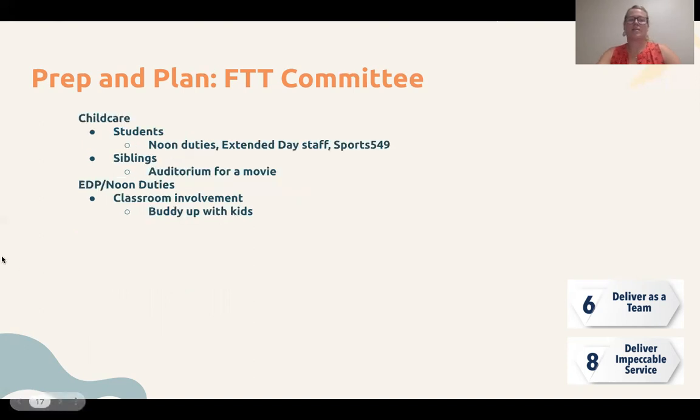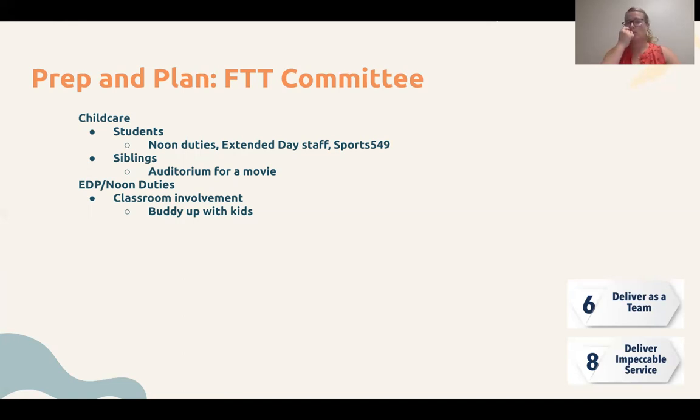And then another thing to think about, during that day, a lot of families bring siblings. And so what we did is we had a few of our noon duties, we paid them a little extra hours for that day, and they held a movie in the auditorium, and siblings were welcomed and invited to come in and watch the movie with them, so that families could really engage and build that relationship with the teachers.